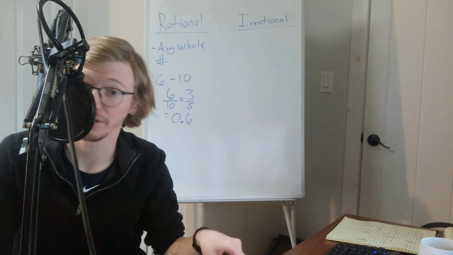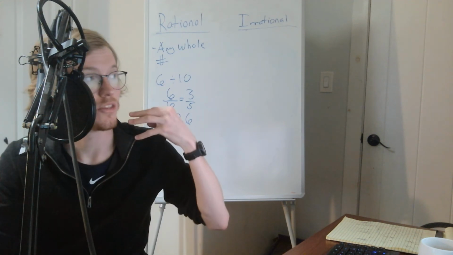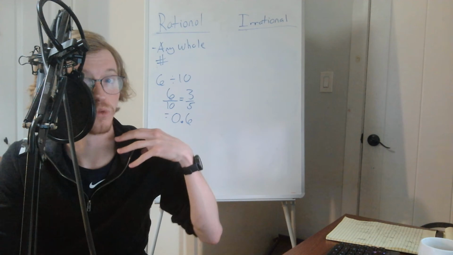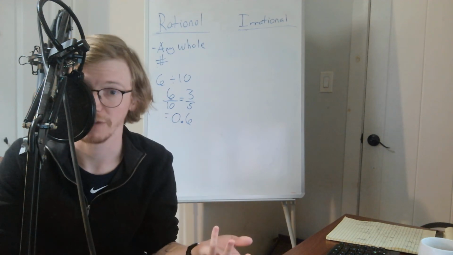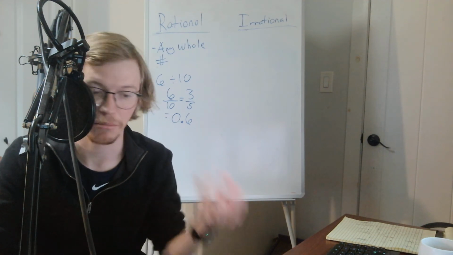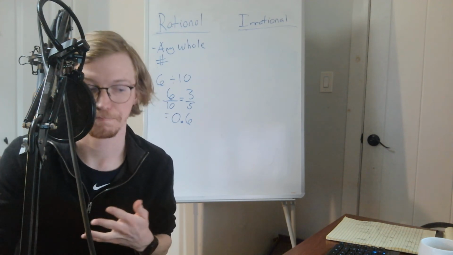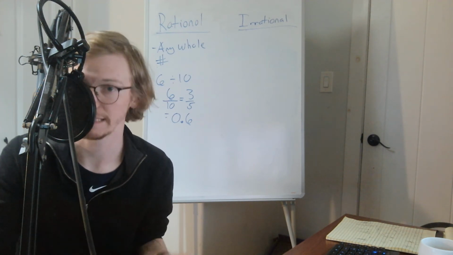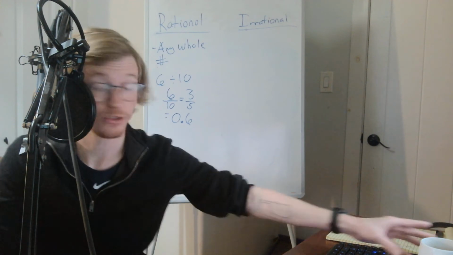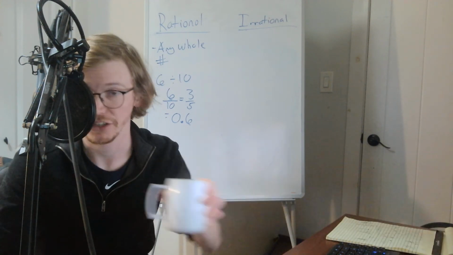Now, an irrational number cannot. There is no ratio. There is no fraction that can represent these numbers. They're just numbers with never-ending decimals. The most notorious example of this is pi, which you've used a little bit, and you'll use a lot more next year in geometry.